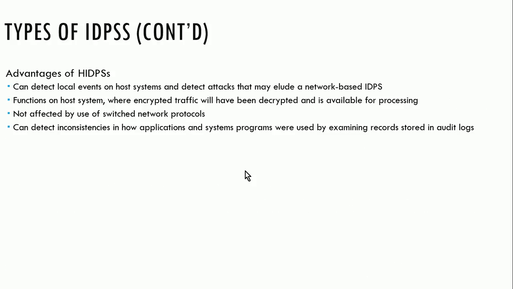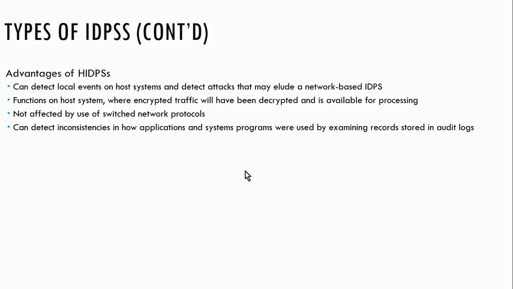So they can detect local events on the system and detect attacks that may slip past a network-based intrusion detection system. So they focus only on that system. They can see encrypted traffic in many cases because the traffic is not encrypted until it leaves that computer. So sometimes they can hook into the traffic before it goes through those processes that do the encryption, depending on what application is sending the traffic.